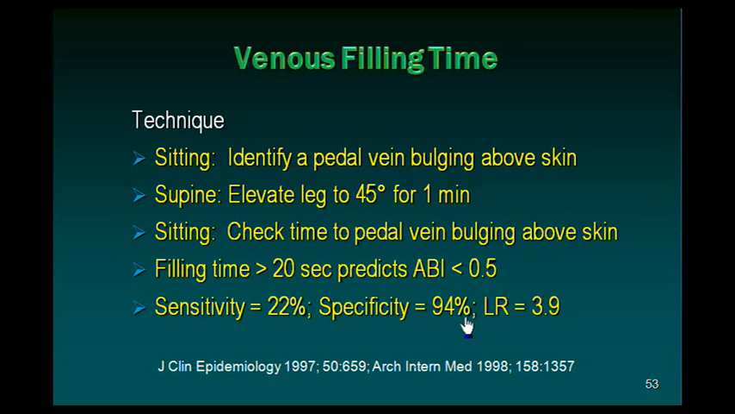If this is present, 95% of the time we are sure that the ABI is less than 0.5, but the sensitivity is less. That means if the venous filling time is normal, we cannot ensure that the circulation is all right. We have to do an ABI, but the specificity is very high and the likelihood ratio is as high as 3.9.